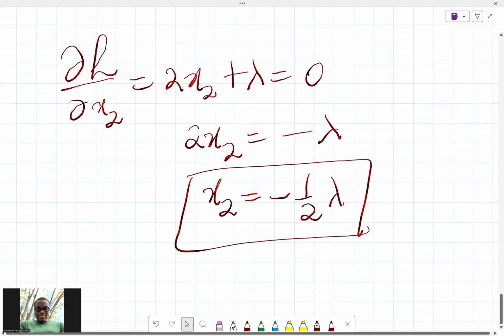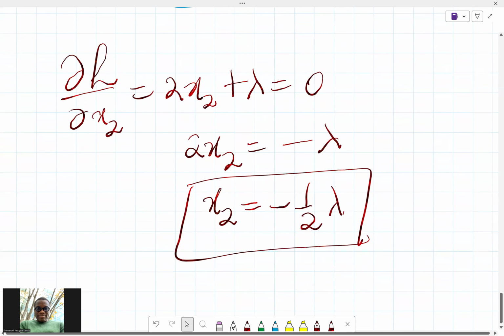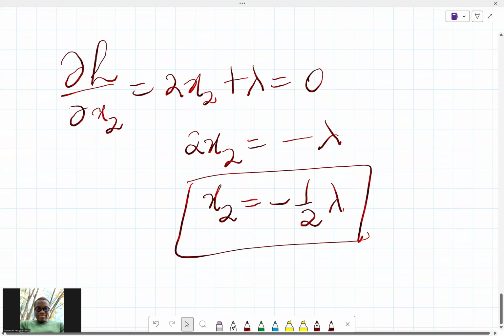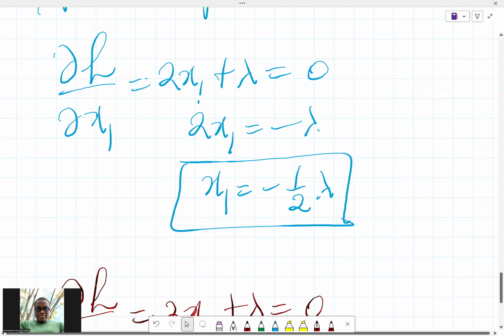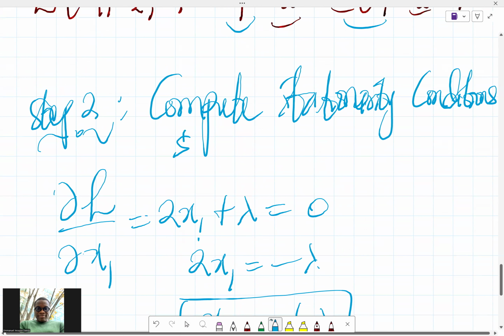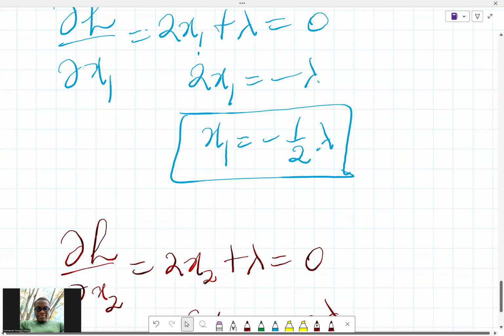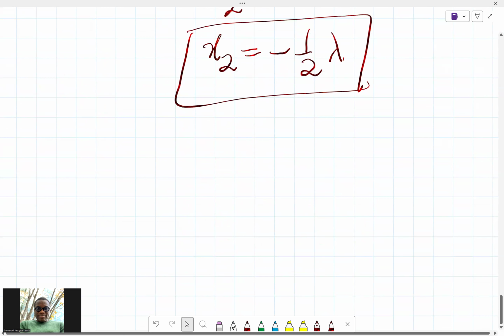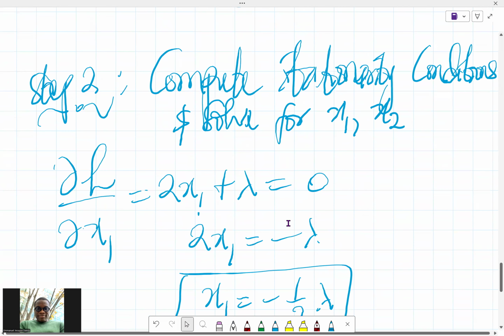So the next thing we want to do is solve for x1 and x2. We have got x1 and x2 in terms of lambda. So I've done two steps here: compute stationarity and solve for x1 and x2. We've done that together here. For the next step, that should be my step 3.